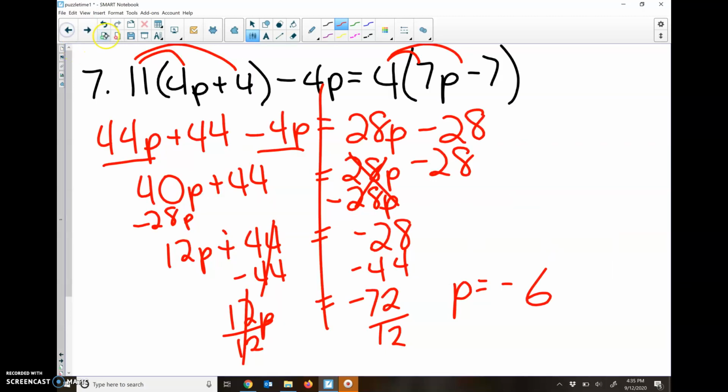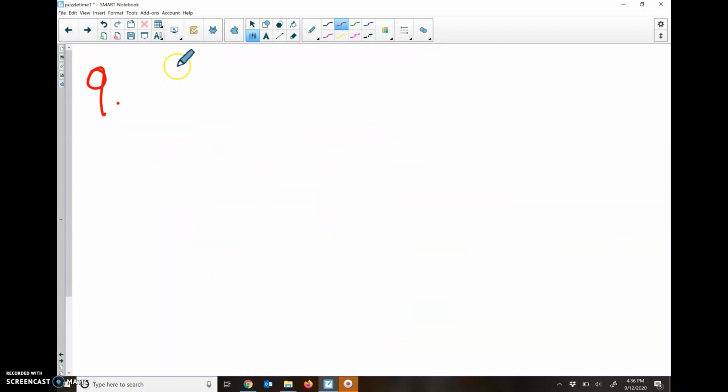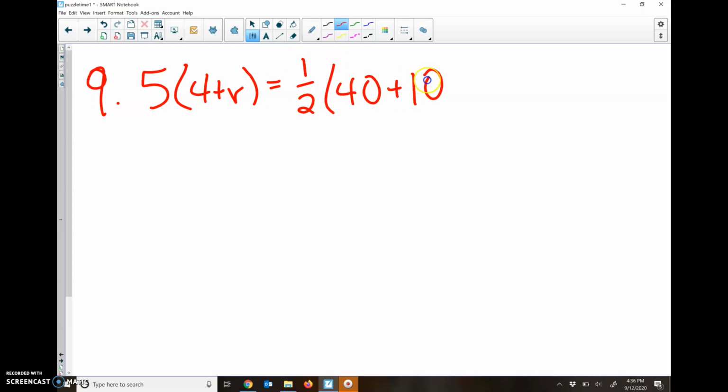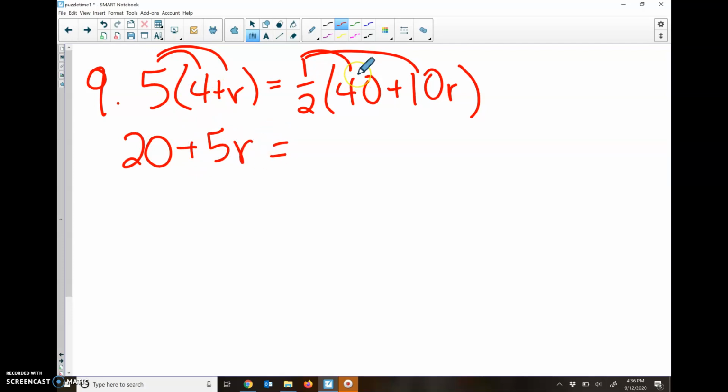And the last one was number 9. I got 5, and then my parentheses, 4 plus r equals 1/2, parentheses, 40 plus 10r. Alright, so same thing, we're going to distribute here. Distribute there. 5 times 4 is 20. 5 times r, 5r. A half of 40 is 20. A half of 10r is 5r.